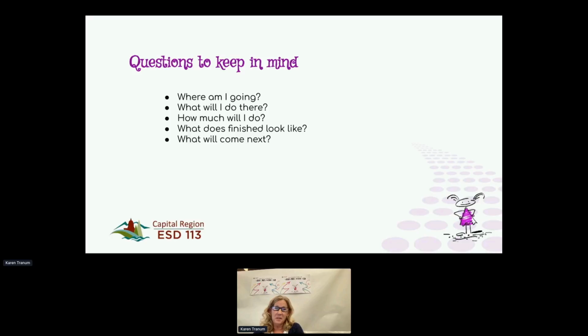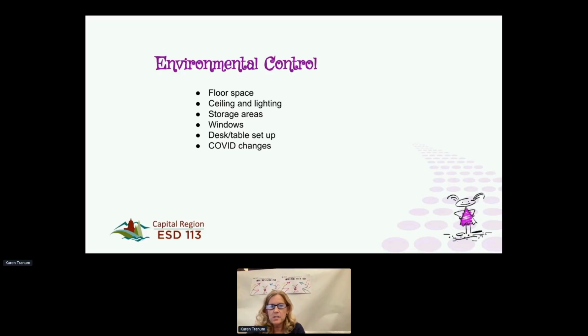Now, we're not going to be able to answer all of these. So we're going to have to come up with some plans that will work to satisfy the kids that are having trouble with the changes that will be bound to happen. So the first thing we're going to look at is the environmental control. And we want our settings to be as accessible to a student on the spectrum so that they feel that this is an inviting environment.